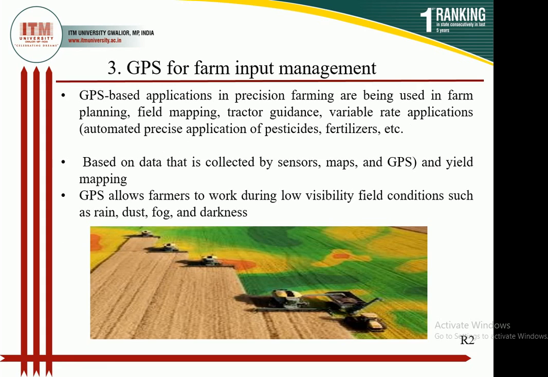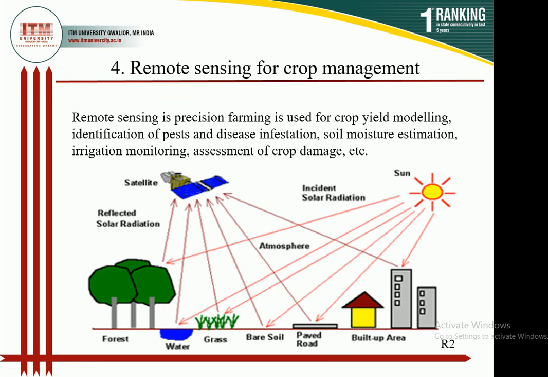Next, for all the inputs used in agriculture, there is a precise system, that is GPS and GIS. GPS based applicators like variable rate applicators are used for precise application of inputs. On the basis of data collected by sensors, maps and GPS, the inputs are applied in the right amount, at the right time, and in the right place. So the variability present in the field is perfectly detected and all the inputs are applied accordingly. So for farm input management, geoinformatics is used.